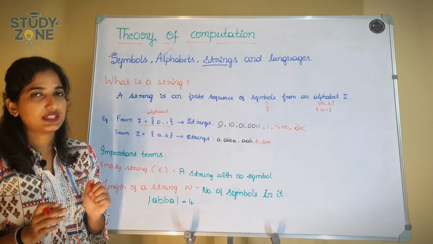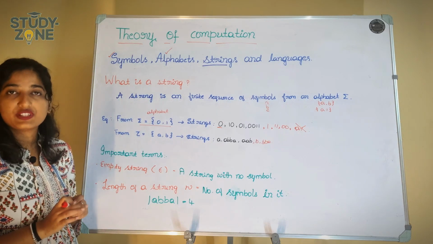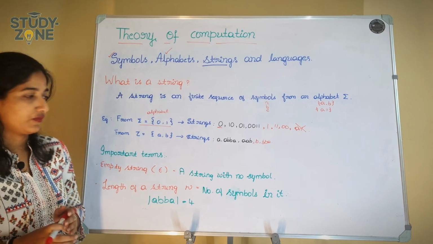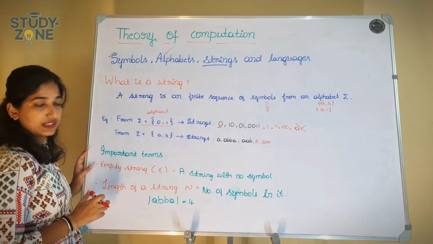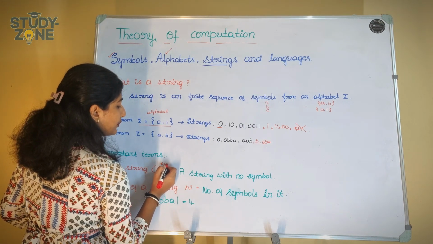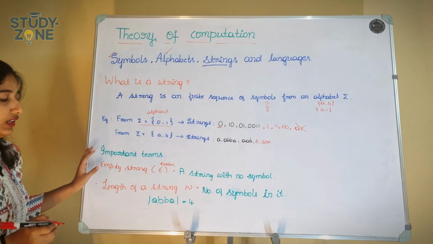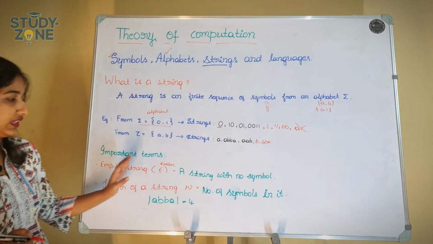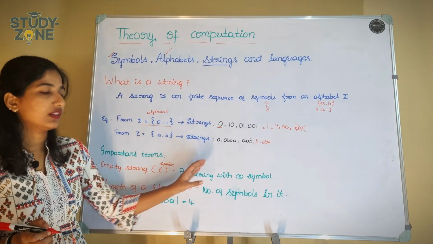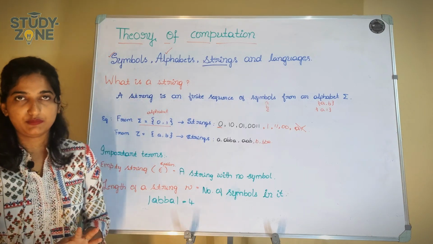So there are some basic or important terms in strings, and the first one is empty string. Empty string is represented by epsilon. So epsilon is a string with no symbol. Empty string, a string with no symbol, correct?